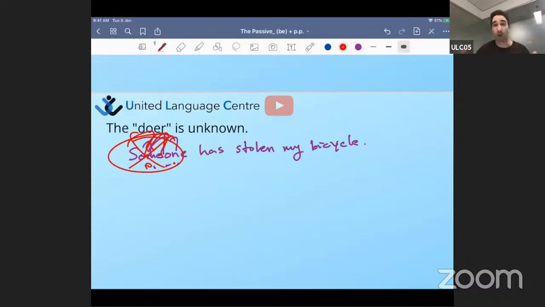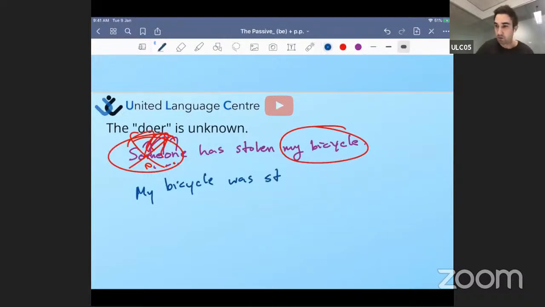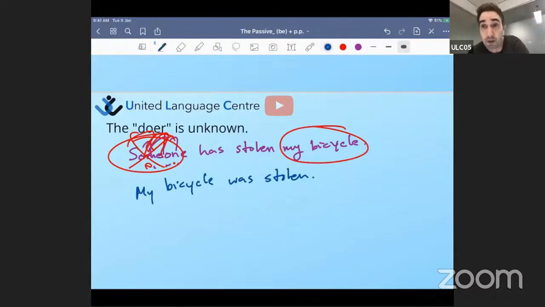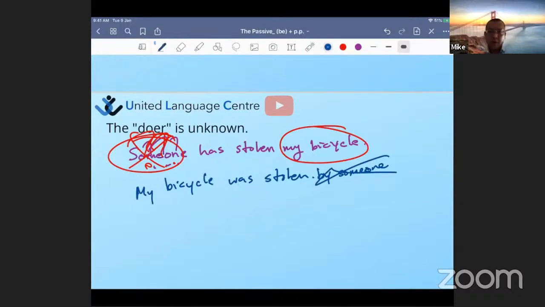So it's better to write this in the passive. It's better to say, my bicycle was stolen. Because I don't know who did that. My bicycle was stolen. And then I don't need to say by someone, because that's not important. I don't need to introduce who did that. So all of these rules are very similar, by the way.